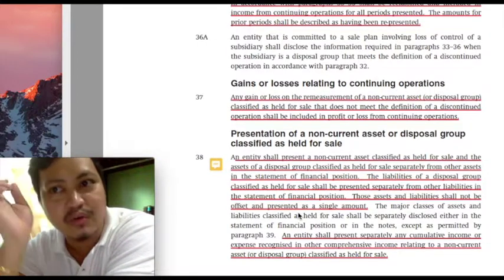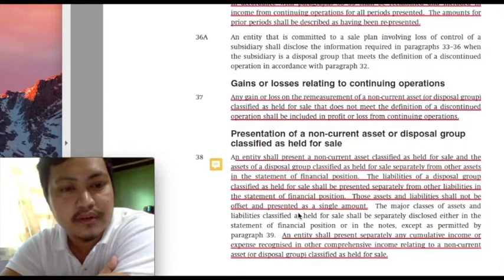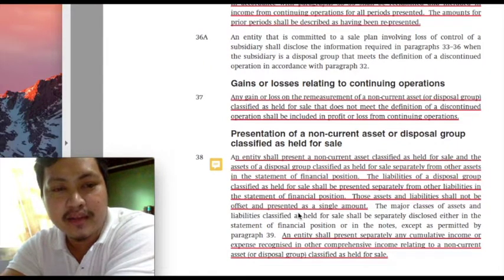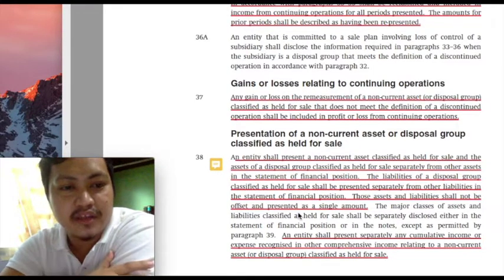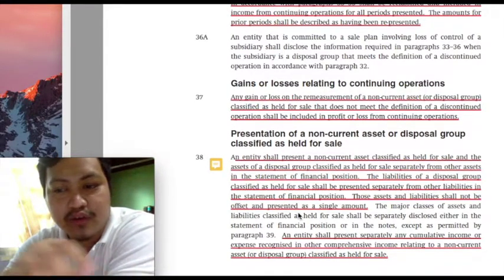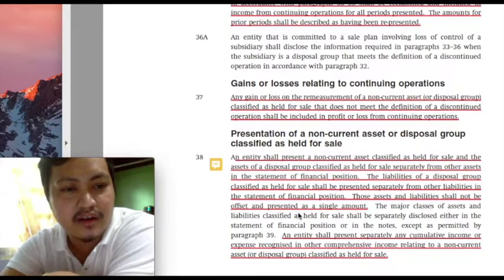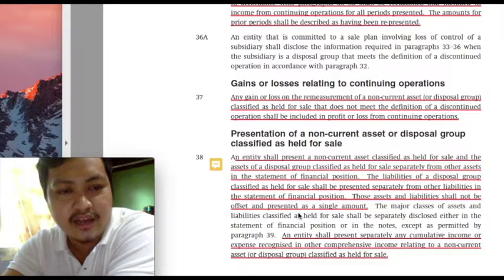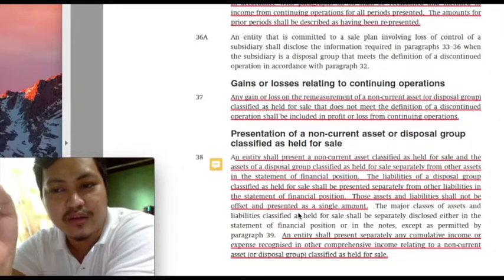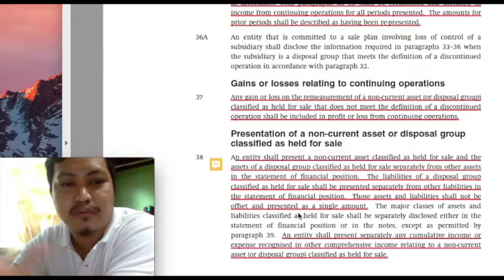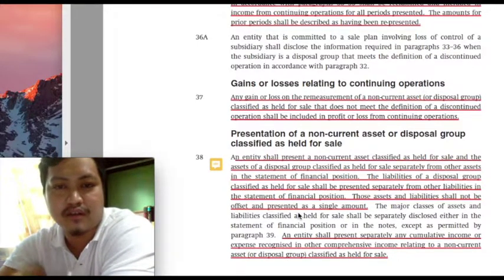The same is for your liabilities. Remember that your disposal group can have liabilities as well. Okay, the liabilities of a disposal group will also be presented in the liabilities, but they would be presented separately from the other liabilities, even from those of the same kind. So if the disposal group has accounts payable, you do not include it with the other accounts payable. You will now have two line items for your accounts payable. Accounts payable for all your regular accounts payable, and the accounts payable which is attributable to your disposal group.